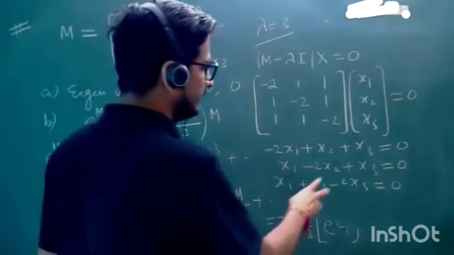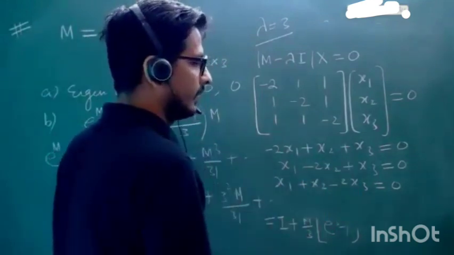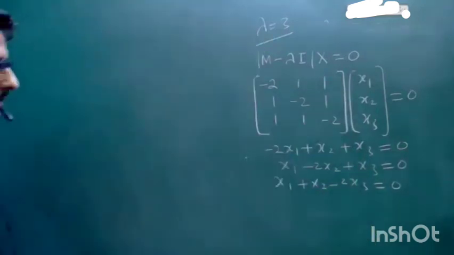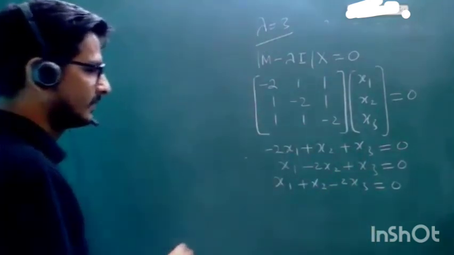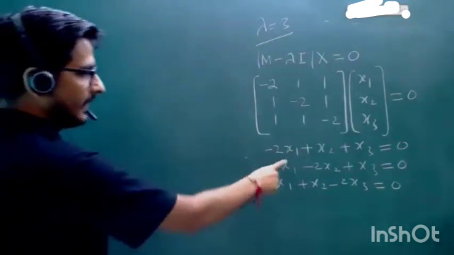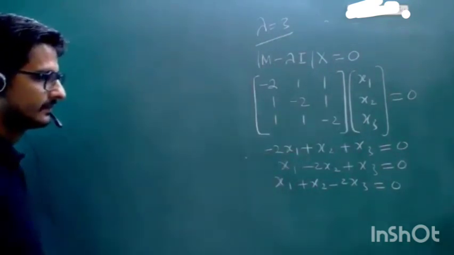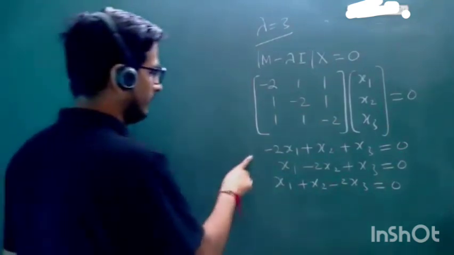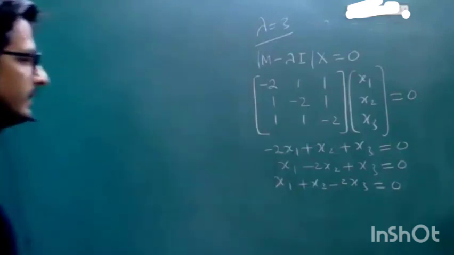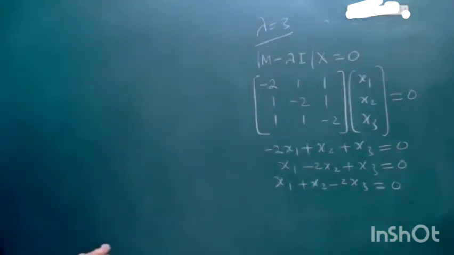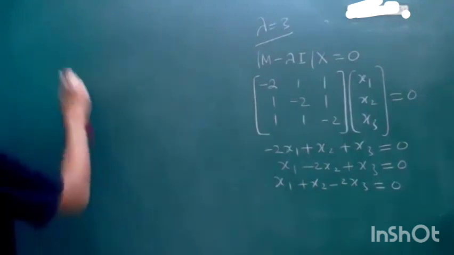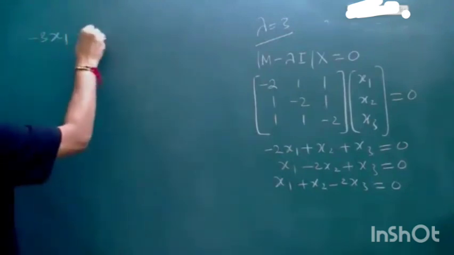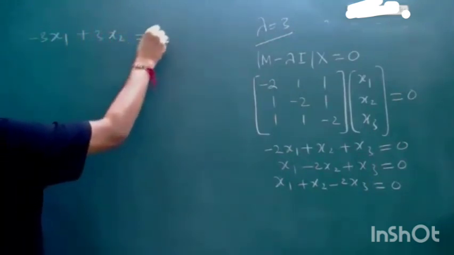So the method is that you remove same quantities from the two equations. For example, you remove x3 from this also and x3 from this also. Or you can use that method also which we studied in class 10th, by dividing. That also can be done. So what are the values? So if I remove x3 from this, what I will get? Minus 2x1 minus x1. So it will be minus 3x1 and plus 3x2 is equal to 0.